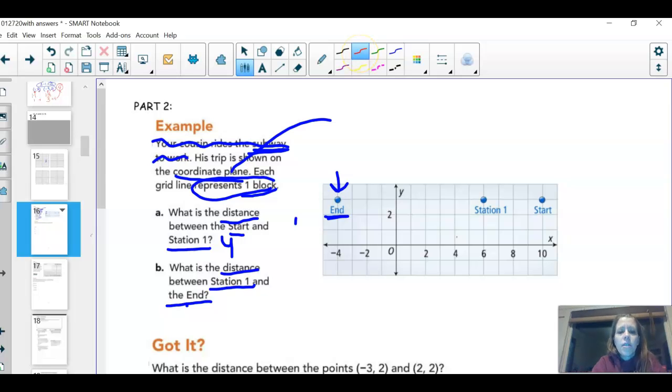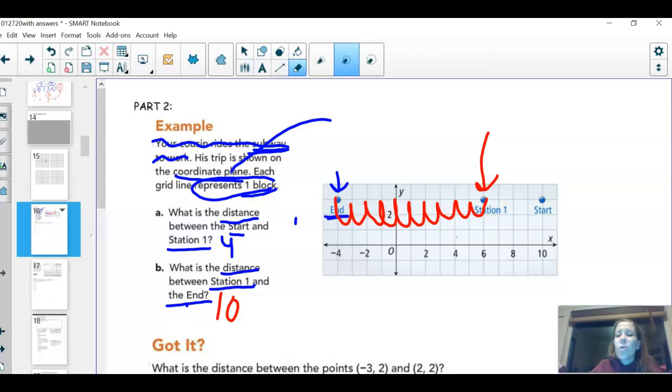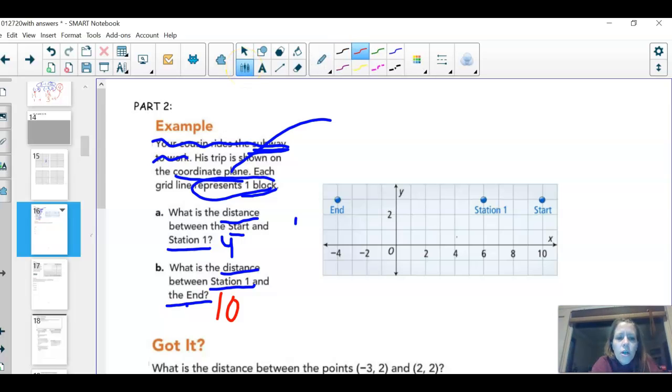Okay, so let's count. Distance from station 1 and the end. 1, 2, 3, 4, 5, 6, 7, 8, 9, 10. 10. Now let's look at this without counting the boxes. Okay, so if I don't want to draw a picture, how can I find this? Si yo no quiero dibujar, ¿cómo puedes encontrar la respuesta? Let's go ahead and look at the first one. Start and station 1, donde tú vas a empezar, y estación 1.